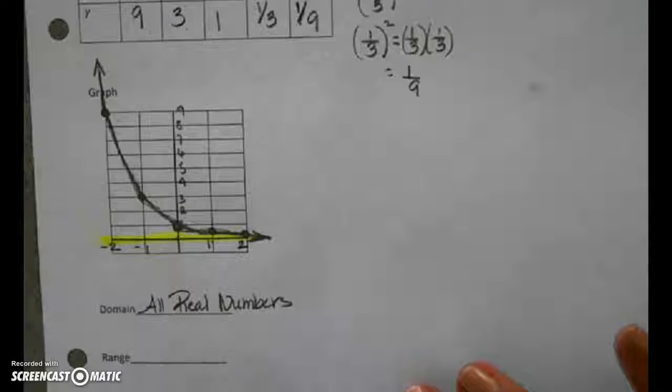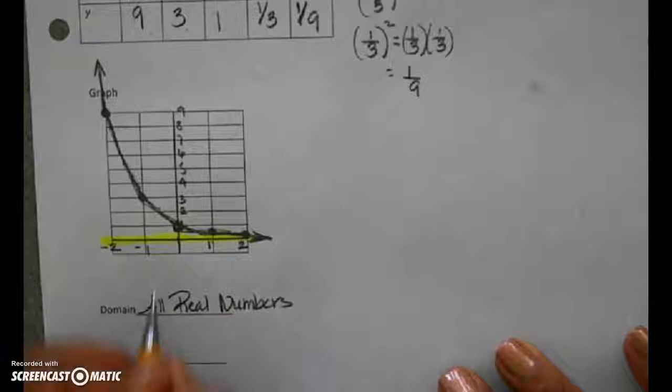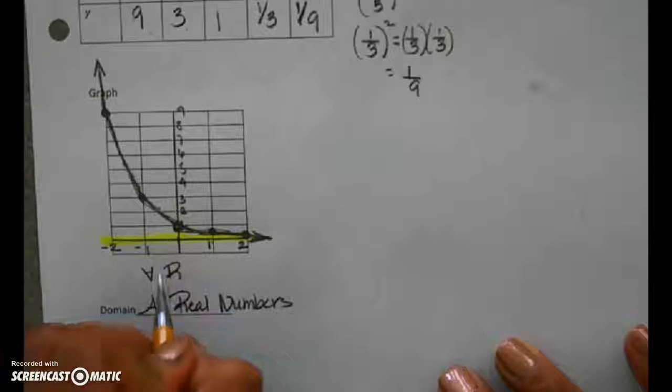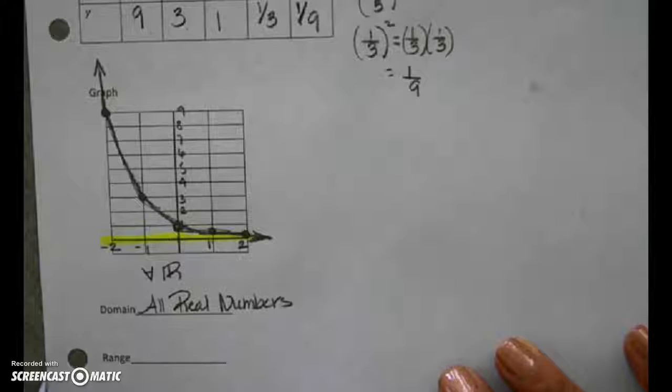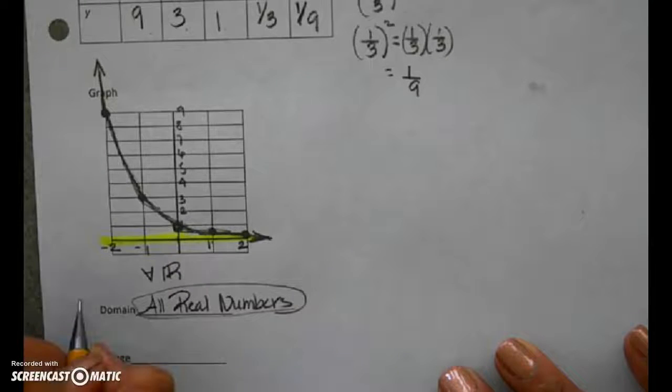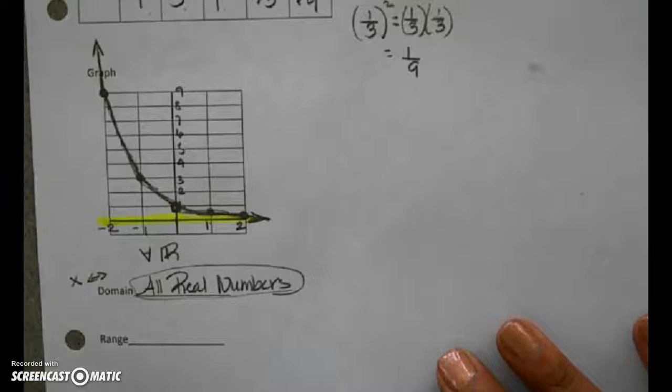There's a symbol for that. The symbol for all is an upside down capital A. Real numbers is like a capital R with an extra line. Do I care if you use a symbol? Not so much. If you just write all real numbers for your domain, because domain is your x values going from left to right, then you're all good. Now your range, that's when you want to look at your y values.